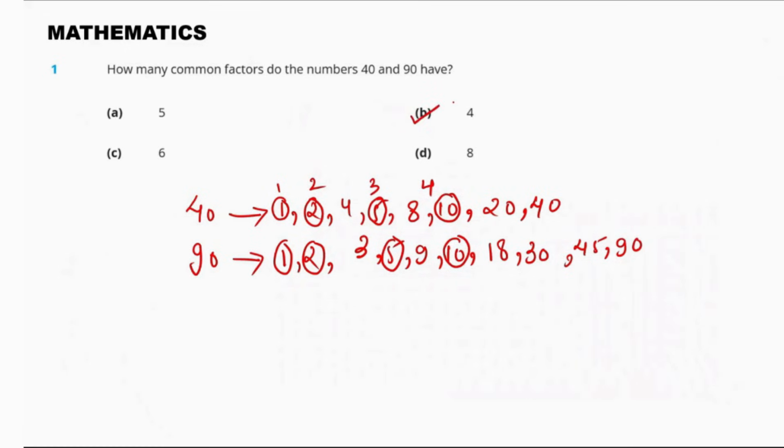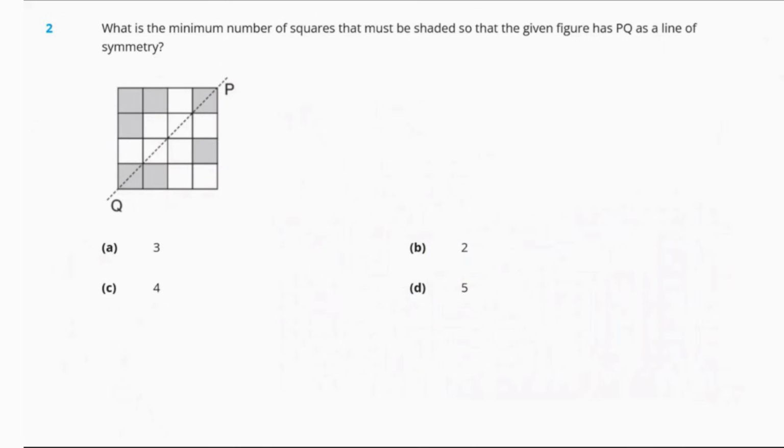Now, second question is, what is the minimum number of squares that must be shaded so that the given figure has PQ as a line of symmetry? So now let's start checking from this side. So we will begin from this side. Now first, this is properly shaded, right? Because this shows symmetry completely.